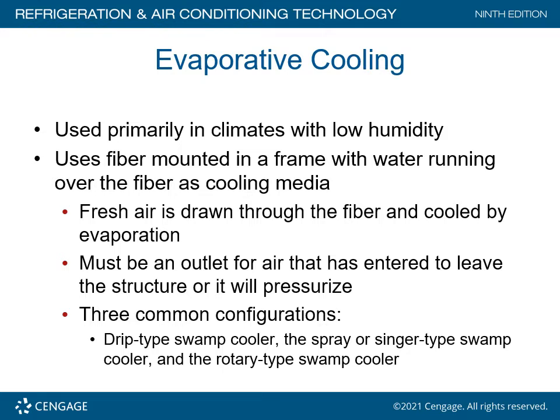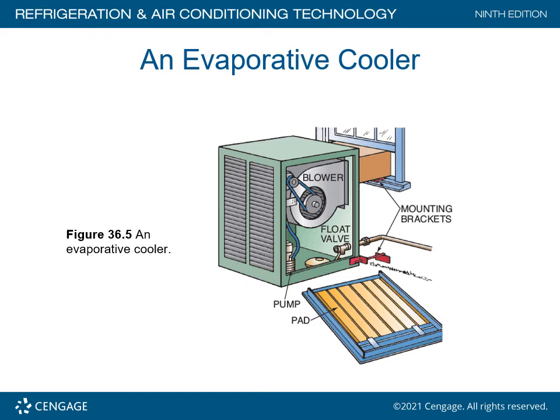Three common configurations, like we said again, the swamp cooler is going to be the spray slinger type swamp cooler, or the rotary swamp cooler. Here's an example of a swamp cooler in this picture. Notice this is one that mounts in a window. Typically you'll have chains that support the case here, or you'll build up a stand right under here. You'll hook up a potable water supply here. Water will fill the sump here.